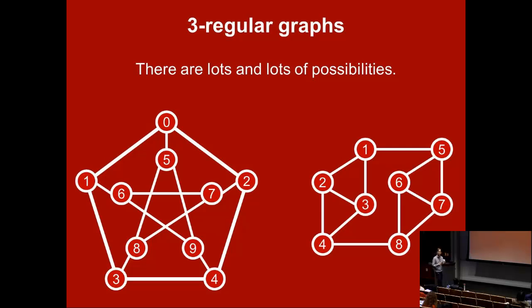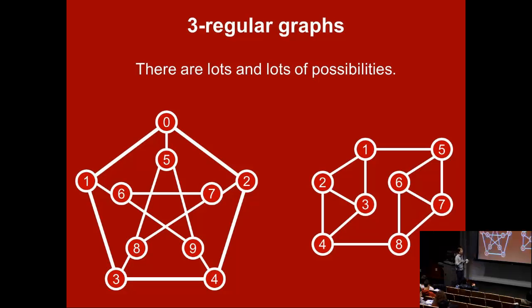Okay, let's go to 3. What about 3 regular graphs? Well, the long and short of it is there are many, many, many possibilities. For 1 regular and 2 regular and 0 regular and n minus 1 regular, we could exactly figure it out. With 3 regular graphs, you've already entered an enormous world of possibilities. There's a zillion pictures I could have drawn here. Here are 2 examples. So there's no real way to classify them. There's lots of possibilities.